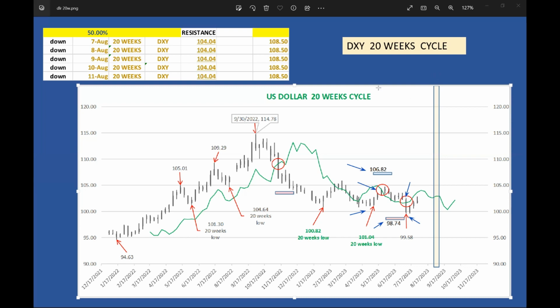But the target is still valid until the market crosses back above the cycle line. The success rate for the 20-week cycle this year is 50%. What's next? The market should use its cycle line as a resistance and resume its last decline to form the major low.